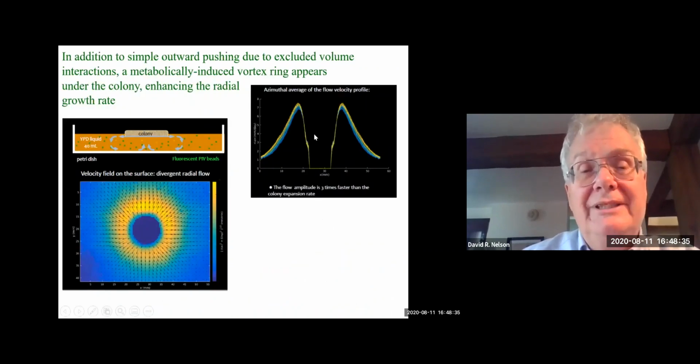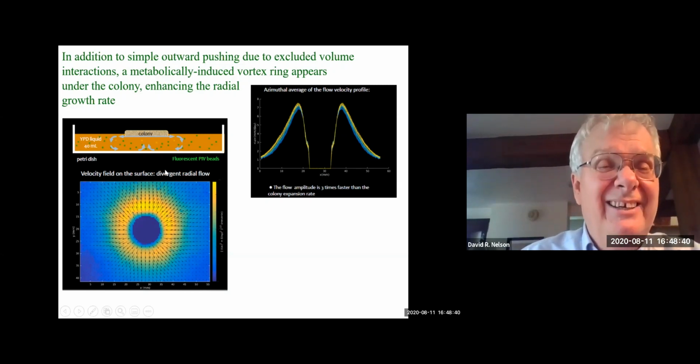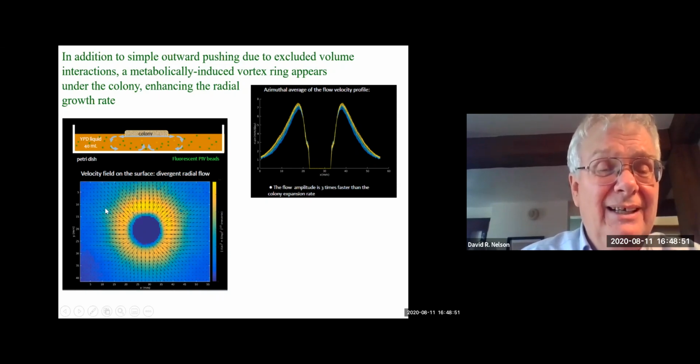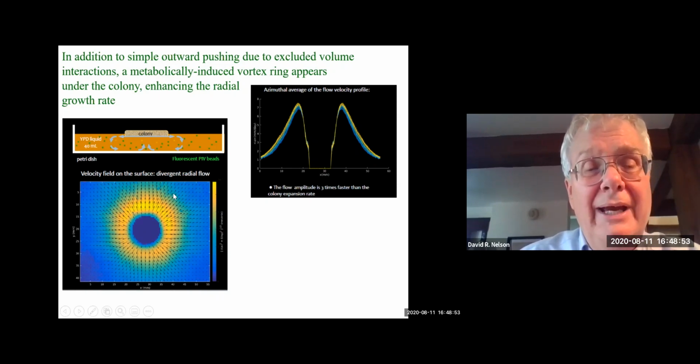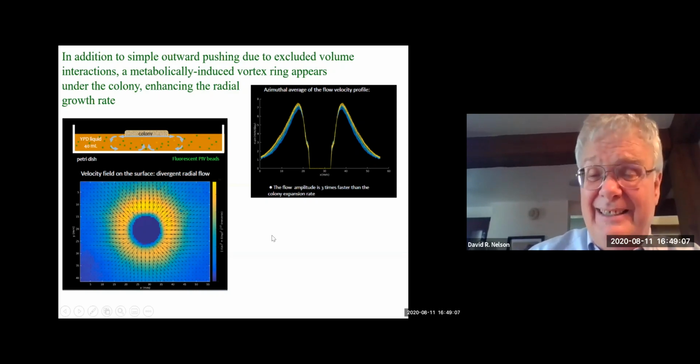Okay, and so here's more detail. There's something more going on, though, than this simple pushing. This is the submerged vortex ring, and this is our measurement of the velocity field. This is the colony right here in the darker blue, and this velocity field is extending way out beyond the colony radius, maybe by a factor of 2 or more. Here's an azimuthally averaged velocity field. The velocity field falls off eventually when you get far from the colony at this stage.